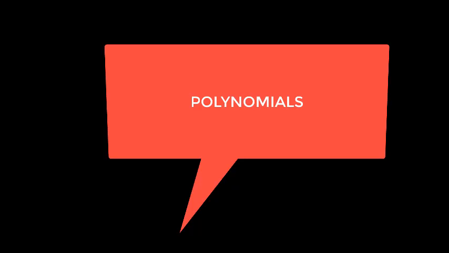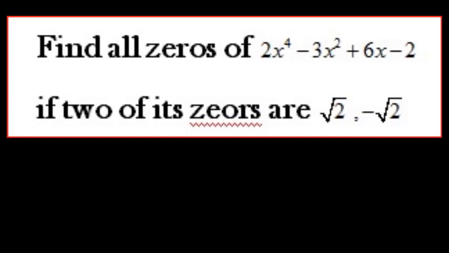See, first problem: find all zeros of 2x^4 - 3x^2 + 6x - 2 if two of its zeros are root 2 and minus root 2. That means two zeros are given, and we want to find the remaining two zeros of the given polynomial.